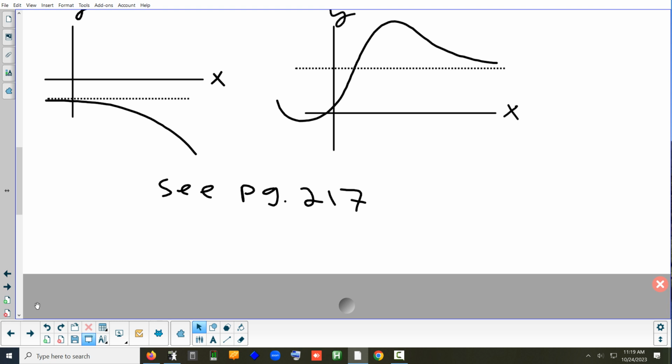Okay, I think there's some pictures on the PDF on page 217, the same pictures. There might also be one more. I'm not sure.